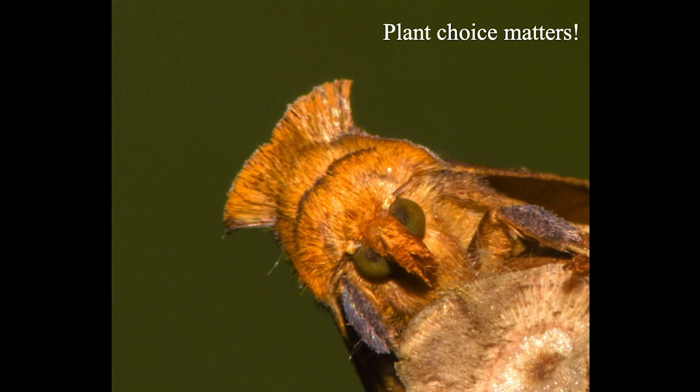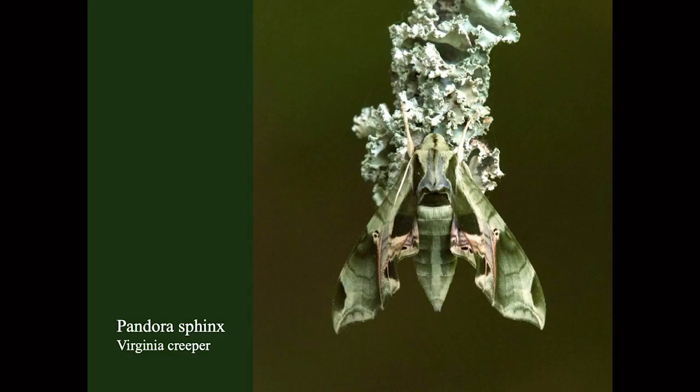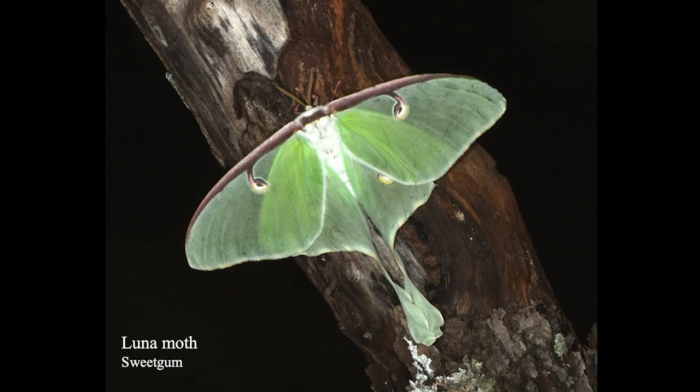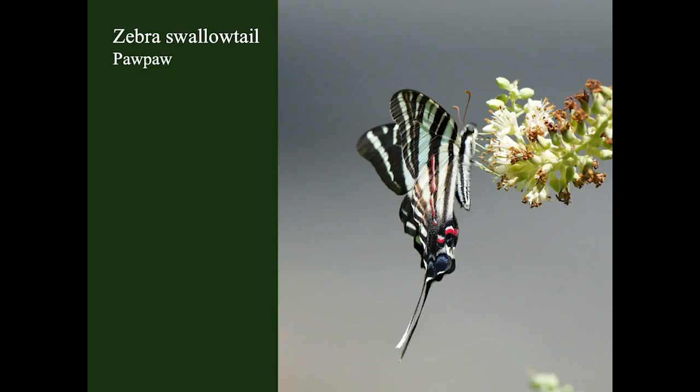You've got to put the plants that make the insects in your yard if you want those insects. If you want the Pandora sphinx, you have to have Virginia creeper. And I want that beautiful moth at home, so I have Virginia creeper. If I want the tulip tree silk moth, I need tulip trees. If I want the Luna moth, on the East Coast, it's going to be sweet gum that produces the Luna moth. You're not going to have the zebra swallowtail, which I think is the most beautiful swallowtail, without pawpaw. It's the only thing it eats.